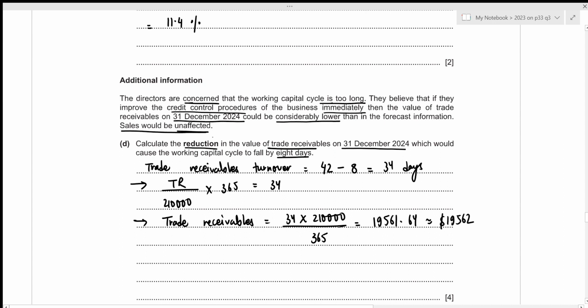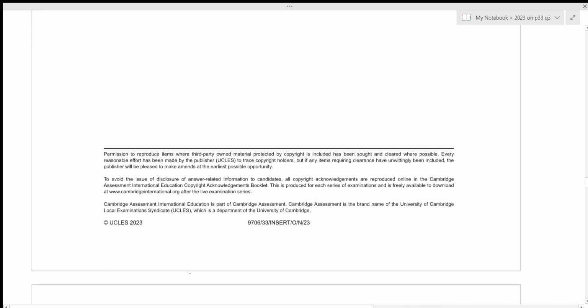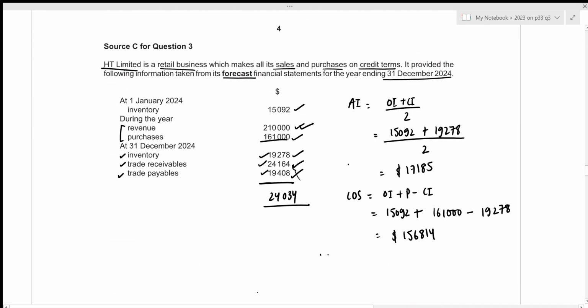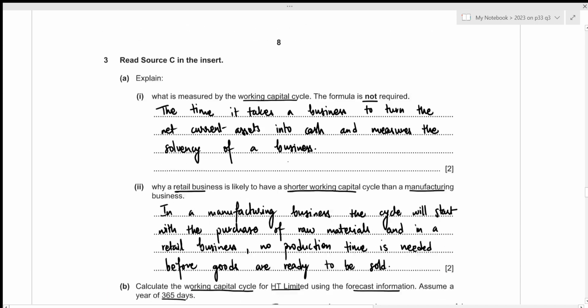And we are asked to figure out the reduction in the value of trade receivables. So reduction is just going to be the previous value of trade receivables given in the question, and that was of 24,164 minus the new value.